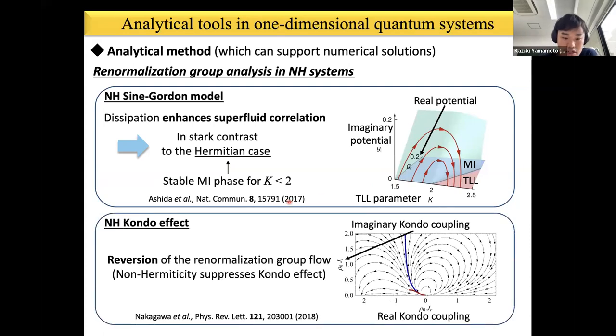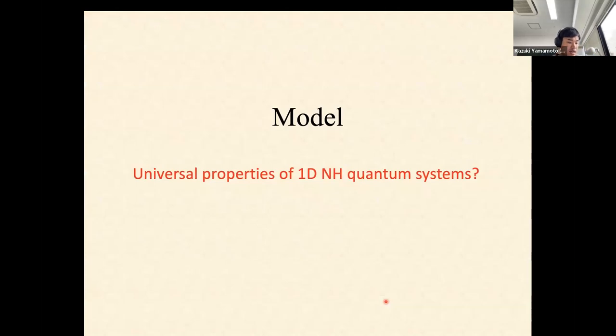Another example is the non-Hermitian Kondo effect. As shown in this figure, with respect to the real and imaginary Kondo coupling, we can see the anomalous renormalization group flow, which shows a reversal. It means that non-Hermiticity suppresses the Kondo effect. These types of anomalous flow are unique to non-Hermitian quantum systems and are actively studied in recent years. Now we want to go on to the model of today's talk. We want to consider the universal properties of one-dimensional non-Hermitian quantum systems.